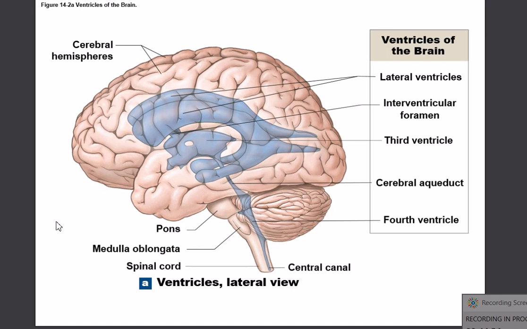In the fourth ventricle, there are two apertures, which are openings, called lateral apertures. They send the fluid out into the subarachnoid space. There's one opening called the median aperture, and that's going to send the fluid right down here into the central canal, if you remember, of the spinal cord. So kind of review this picture, make sure you know where the structures are and the flow.